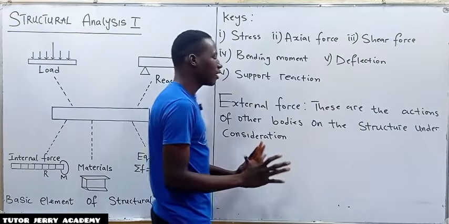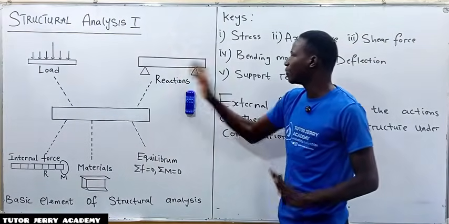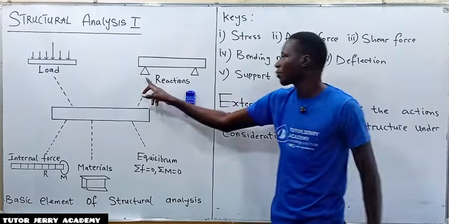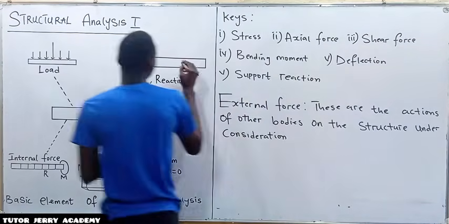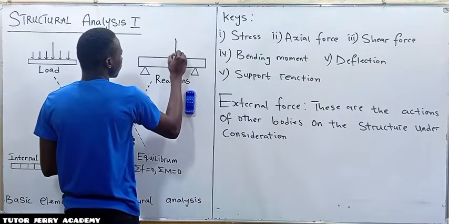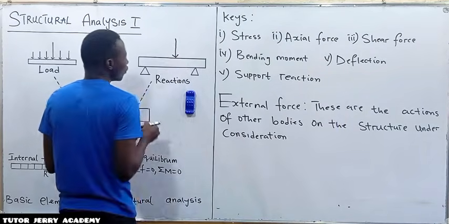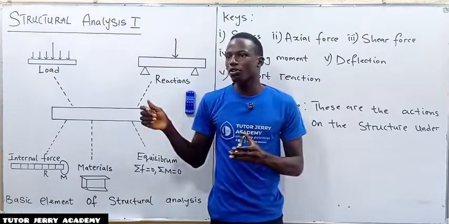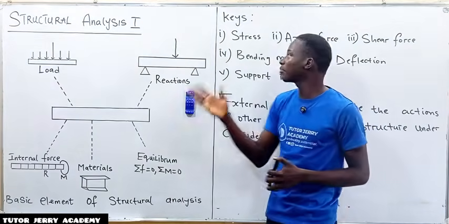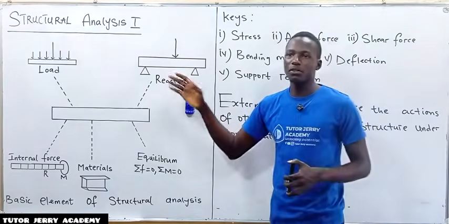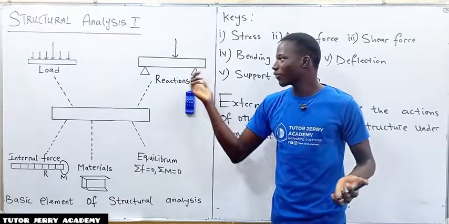Now take for instance, we have a beam here. This is a support here, and let's assume we have a load. Now, the load acting on this structure can cause this structure to move. Yes, of course, we have talked about deflection. It can cause the structure to what? To deflect. You're right.